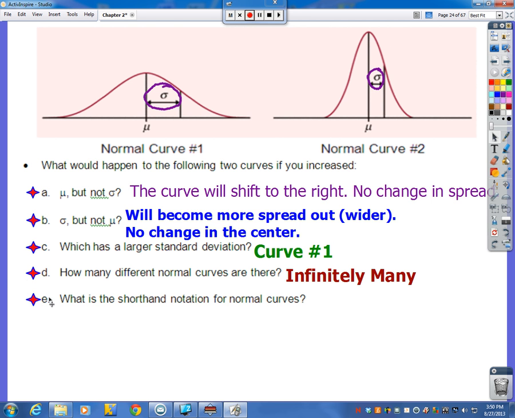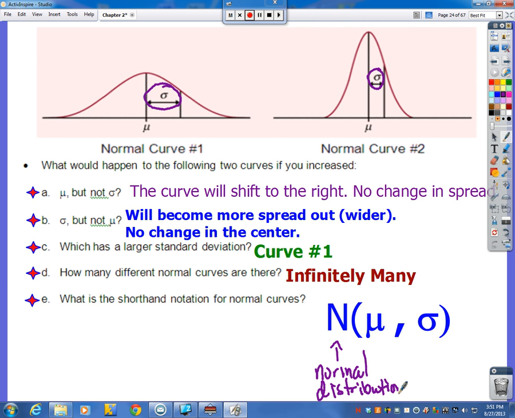The shorthand notation for normal curves looks like this. It's a capital N, and then parentheses, then you write in whatever the mean is, comma, whatever the standard deviation is. So this capital N is just telling you we're dealing with a normal distribution with this mean, whatever specific number that is, and that standard deviation, whatever specific number that is.